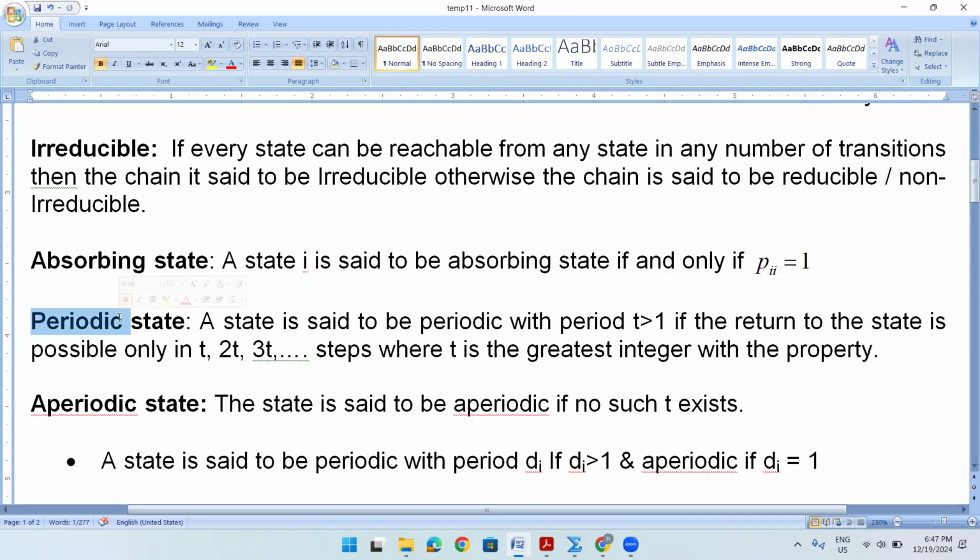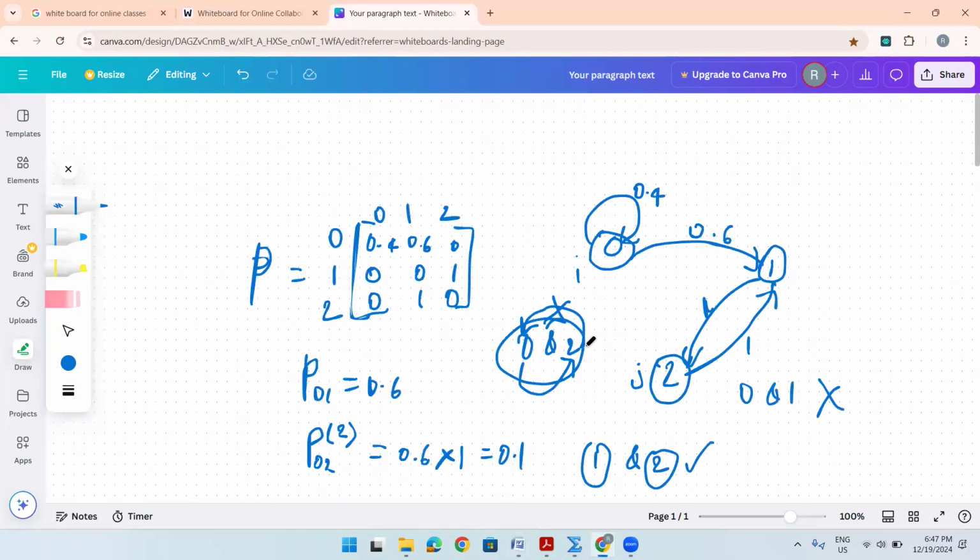The periodic states. What is the meaning of periodic states? A state is said to be periodic with period t greater than 1 if the return to the state is possible only in t, 2t, and 3t steps, where t is the greatest integer with this property. I'll explain simply. If t is equal to 1, we say that it is aperiodic. The opposite of periodic is the aperiodic state. The state is said to be aperiodic if no such t exists. Suppose t is equal to 1, simply we say that is aperiodic. Okay. Now I'll explain using the previous examples.